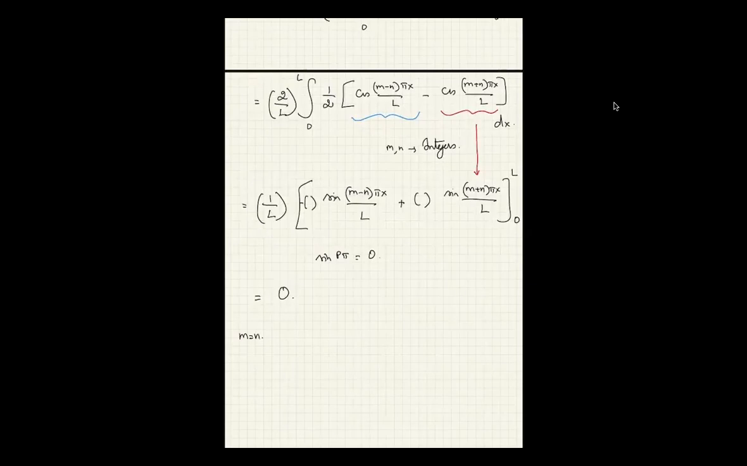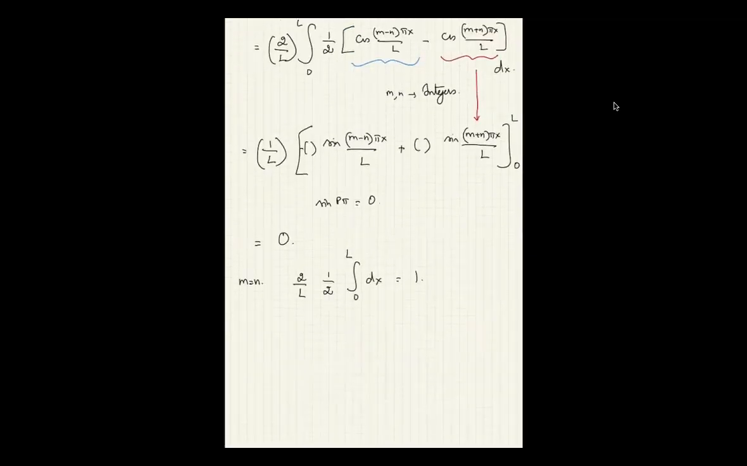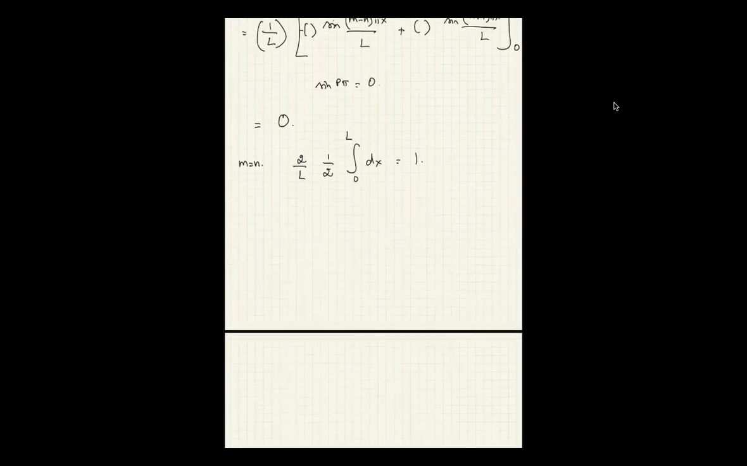If m equals n, then this is equal to 2 over L times 1 half, this overall 1 half factor times integral 0 to L cosine 0, which is just 1, so this is equal to integral dx, which is equal to 1. Okay, this is actually perfect for our purposes because this shows that if m equals n, the overlap is 1, and if m is not equal to n, the overlap is 0.